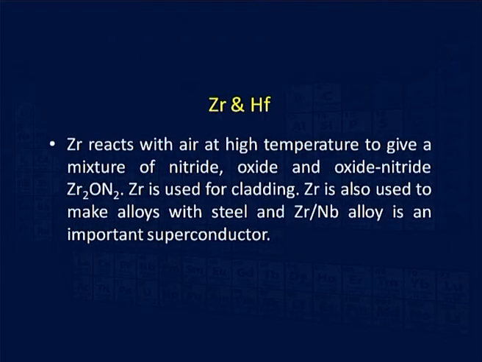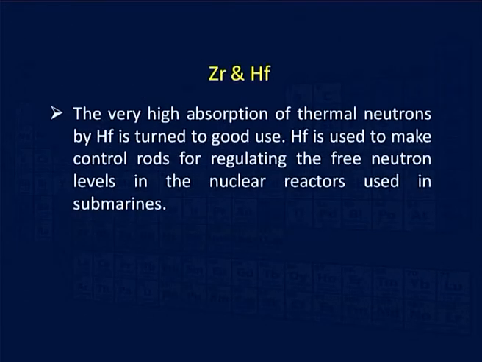Zirconium reacts with air at very high temperature to give a mixture of nitride, oxide and oxonitride. Zirconium is used for cladding and it is also used in alloy manufacturing. Particularly, zirconium-niobium alloy is a very important superconductor and finds applications in superconductivity. The very high absorption of thermal neutrons by hafnium is turned to good use. Hafnium is used to make control rods for regulating the free neutron level in the nuclear reactors used in submarines.